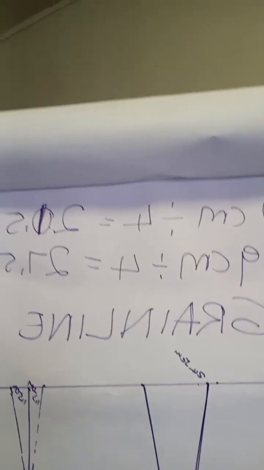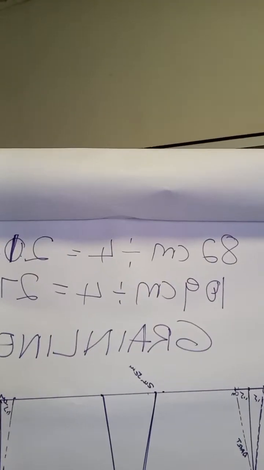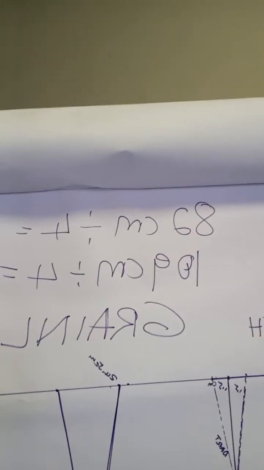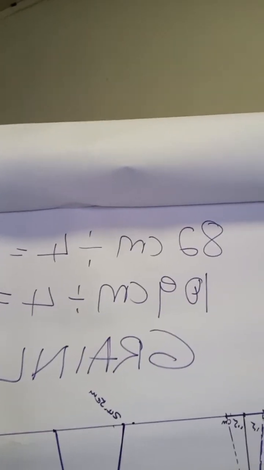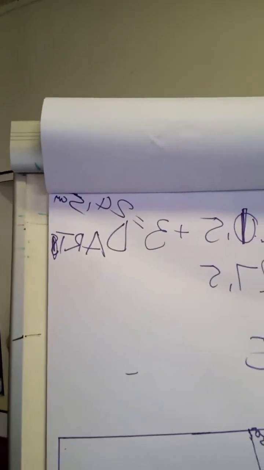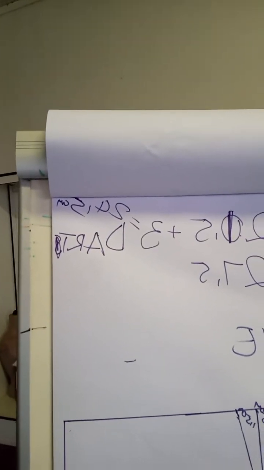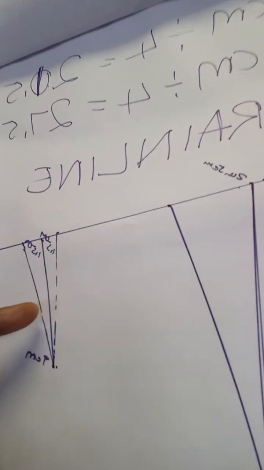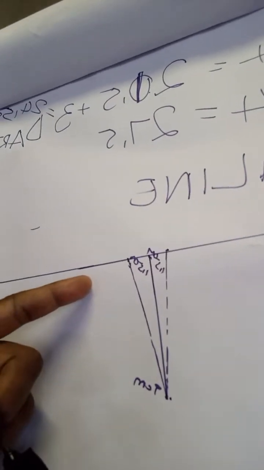Here are the measurements, how they did it. You first take your waist measurement, you divide it by 4, everything you divide by 4, and then you add your 3 centimeter dart allowance. Here is the dart allowance, you add the 3 centimeters on your waistline where you're going to be making your dart.